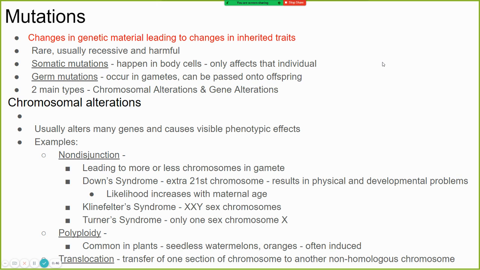So mutations happen all the time. Sometimes they have an effect, sometimes they don't. And the only time a mutation can actually be passed on to the offspring is if it happens in a sex cell. If a gene that's in a sperm or egg cell is different, that mutation is going to be passed on to the next generation.